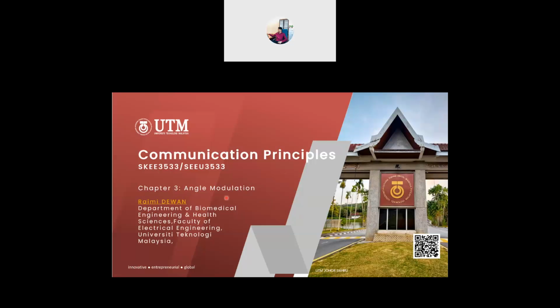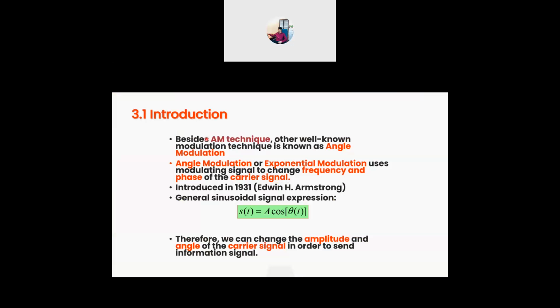So angle modulation. Before this it was only amplitude modulation. Besides the AM technique, another well-known modulation technique is known as angle modulation, or exponential modulation. It uses the modulating signal to change frequency. Like I told you just now, the frequency is being varied, and also phase. Frequency and phase together are angle modulation. Angle modulation, or exponential modulation, uses the modulating signal to change the frequency and phase of the carrier signal.